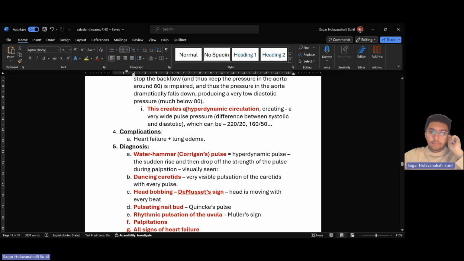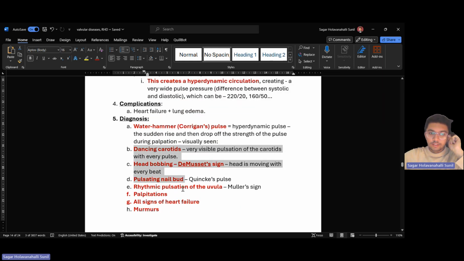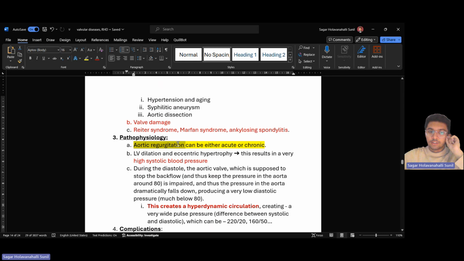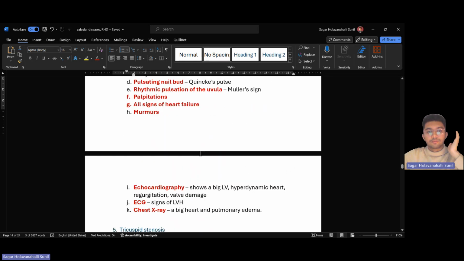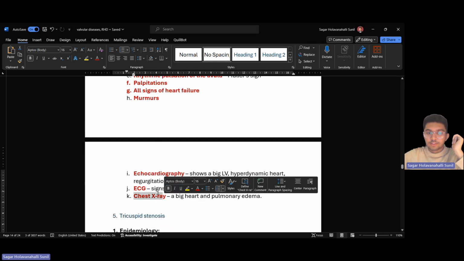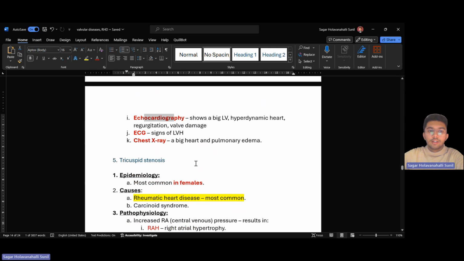So remember hyperdynamic circulation, then you remember these, and connect this to increased systolic blood pressure and very low diastolic blood pressure. And by that, you can connect it to aortic regurgitation based on the pathophysiological mechanism. Now your diagnosis can continue into ECGs, chest X-rays, and echocardiography.